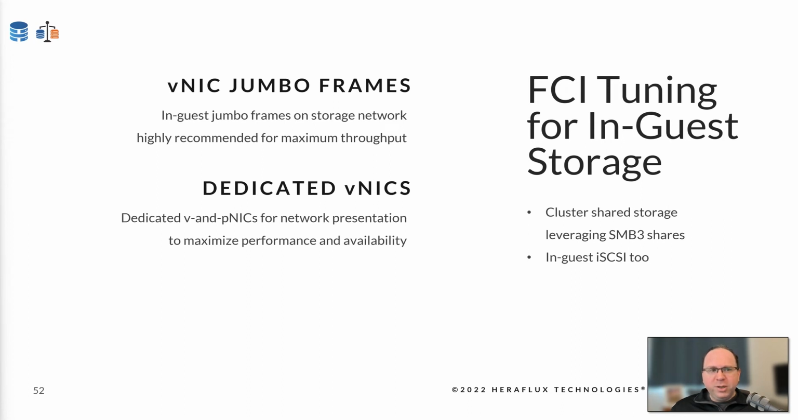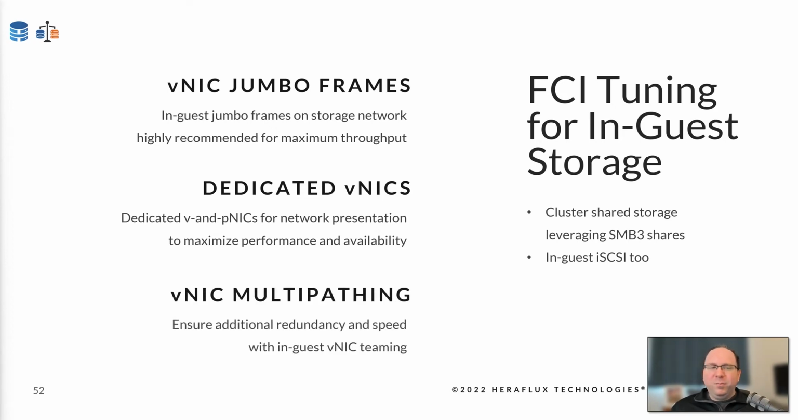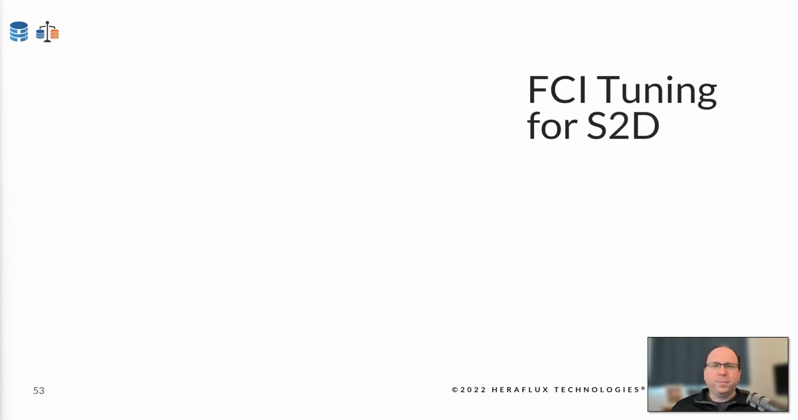Dedicated virtual machine NICs for in-guest connectivity really are recommended, because then you don't have to worry about active bottlenecking from anything else going on under the hood. Also, if you're doing this stuff in guest, please multipath. So either an MPIO driver or SMB direct, anything like that. You need that level of redundancy, you need that level of speed.